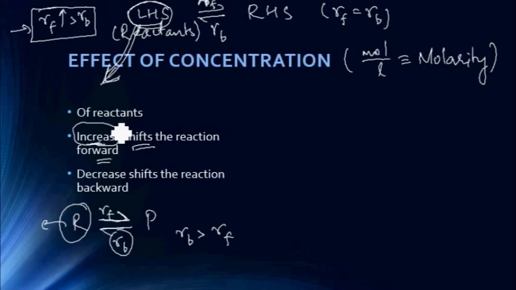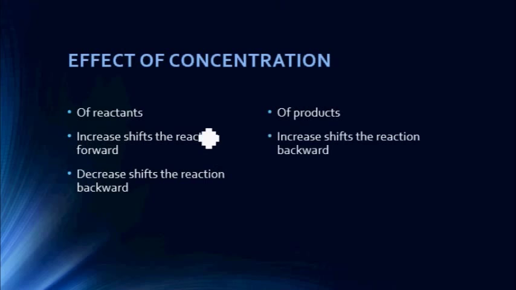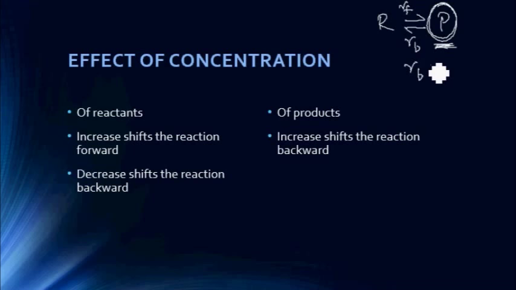Similarly, you can also now guess what will happen if I change the concentration of products. If I increase the concentration of my products, basically I am increasing the molarities on the right hand side. As soon as I do that, the reaction will shift in the backward direction. That is, the equilibrium gets shifted in the backward direction, or in other words, the rate of backward reaction becomes greater than the rate of forward reaction.